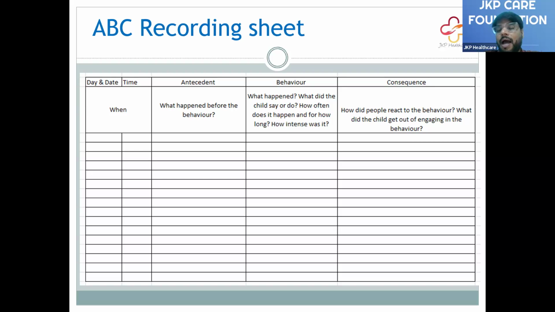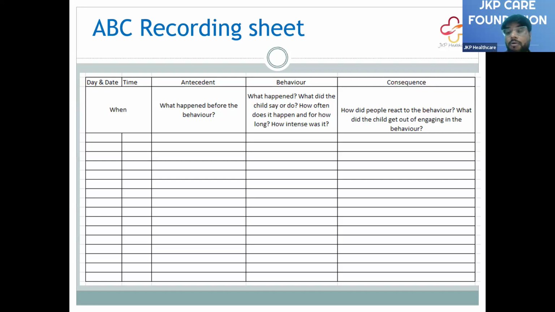Child was auditory hypersensitive. Maid comes, cleans the vessels and goes. But the noise, the sound of the vessels she makes, was bothering the child. So after doing this ABC recording sheet and the environmental analysis, what we learned in the last 2 weeks, this case was solved. Then what we did is change the timings of the maid, to when the child is not at home, when the child is at the therapy center. That time she started coming, and this behavior never occurred.